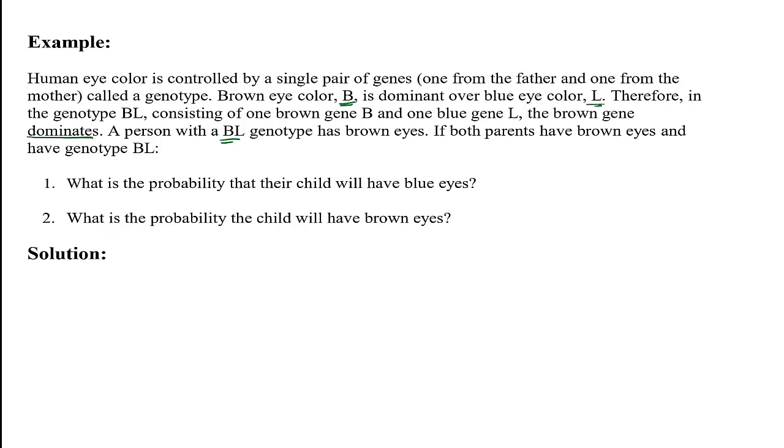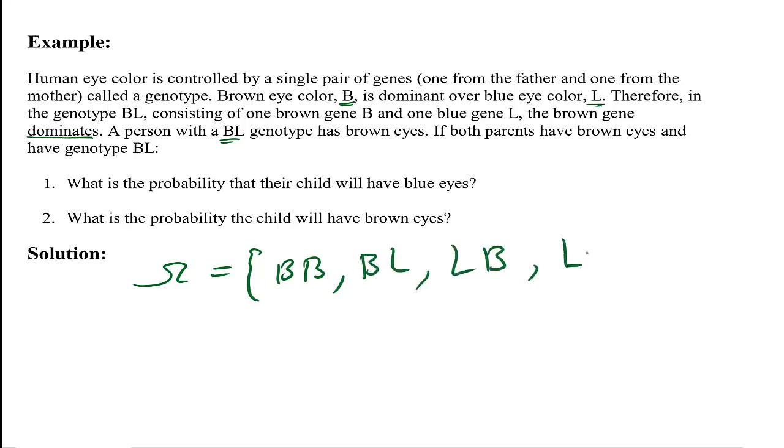To answer these questions, we need to look at the sample space, the set of all possible eye color genotypes for the child. So the sample space in this example is omega equal BB or BL or LB or LL. According to genetics theory, these four outcomes are equally likely. These four possible genotypes for the child are equally likely.